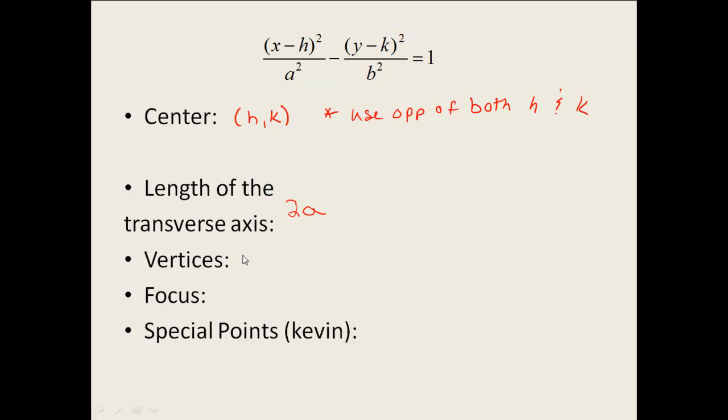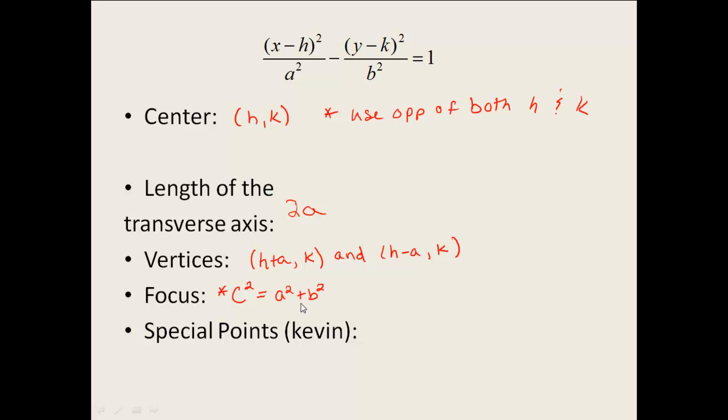Then our vertices, if you look at your picture, to get to our vertices, we change our x values. So we're going to do h plus a, but our y value stays the same, so it's h plus a comma k. And our second one is at h minus a comma k. And to get to our focus, we're going to have an equation here first, and that is c squared is equal to a squared plus b squared.